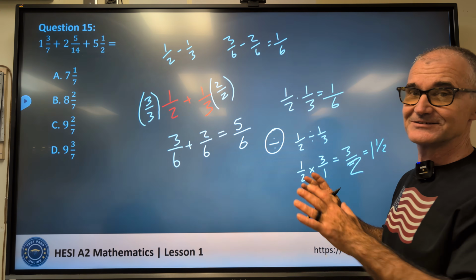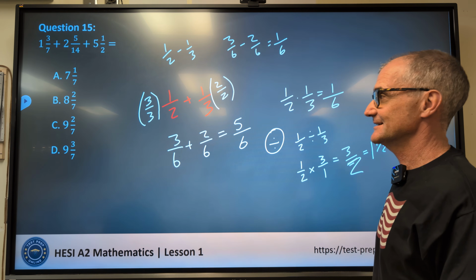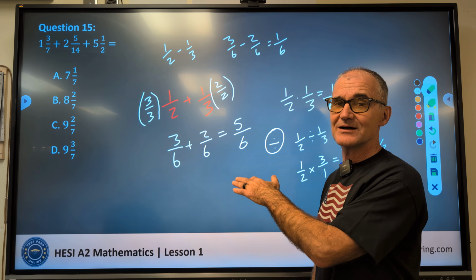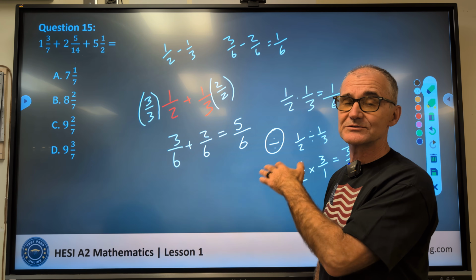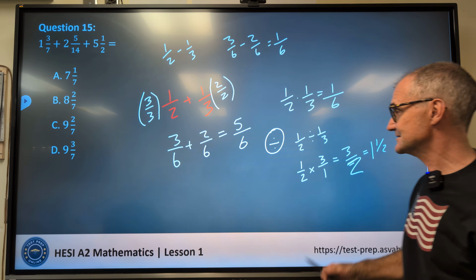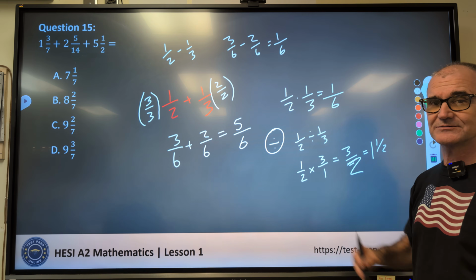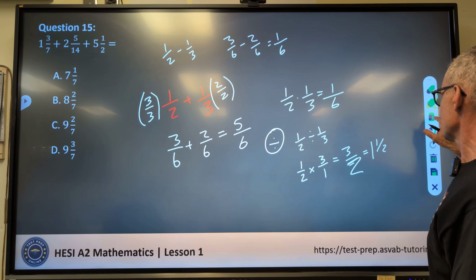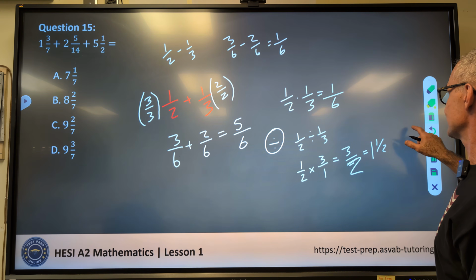So there's a quick fraction lesson. Key to remember: to add or subtract, you have to have a common denominator. Multiply, you just go across the top, across the bottom. Division of fractions is you multiply by the reciprocal. So with all that said, let's go ahead and do this problem.